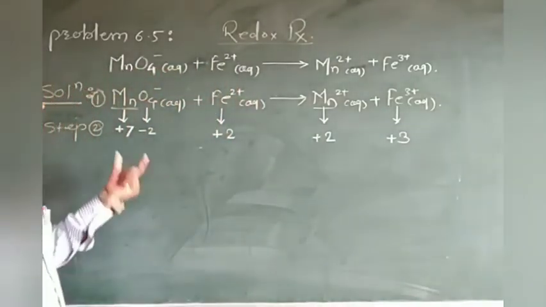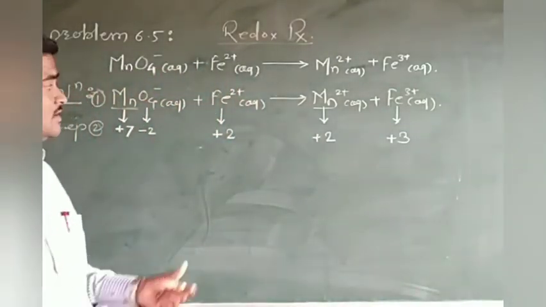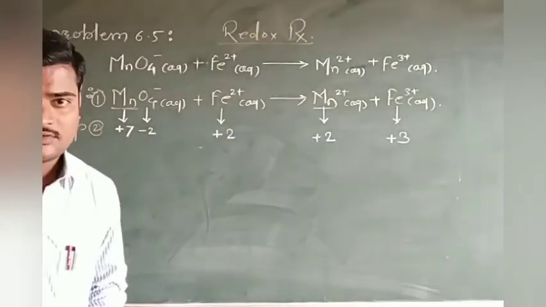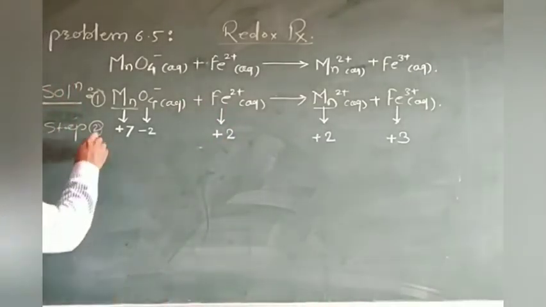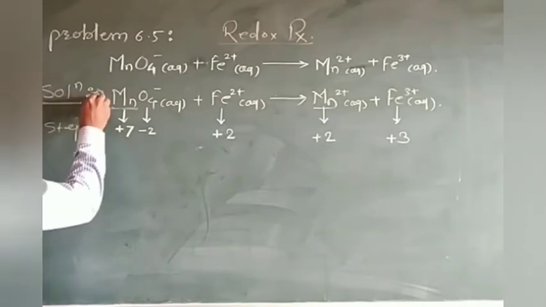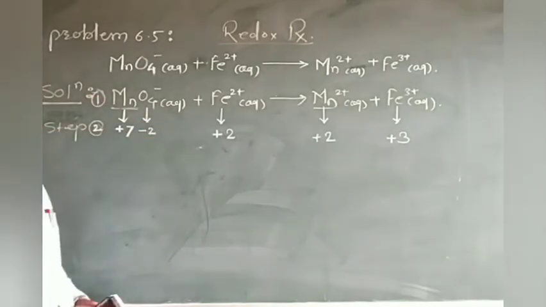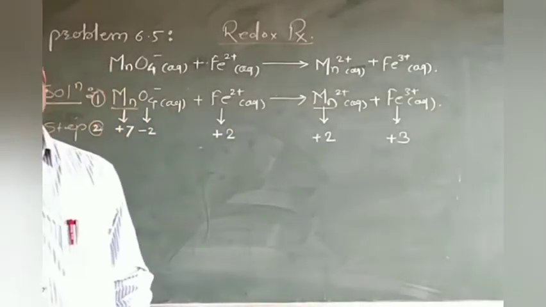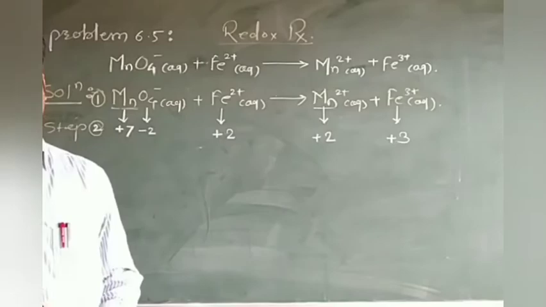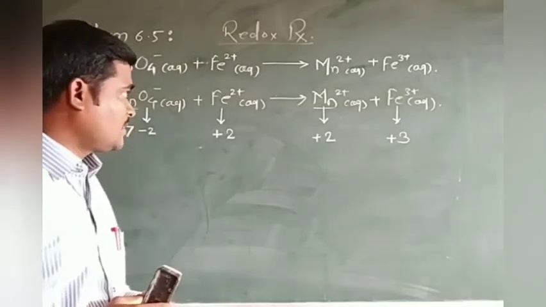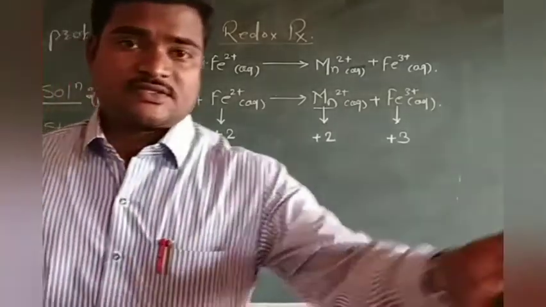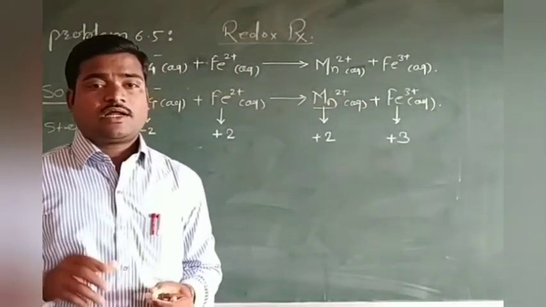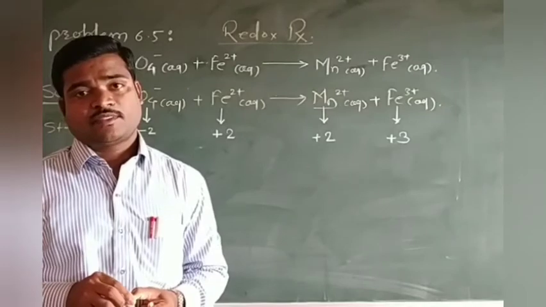So these are the oxidation states of the ions which are present in the given redox reaction. This is our second state, and this one is the first state. In the ionic form we have written and found the ionic oxidation number of each and every element from the given redox reaction. After this we have to find out the increasing oxidation number and decreasing oxidation number.